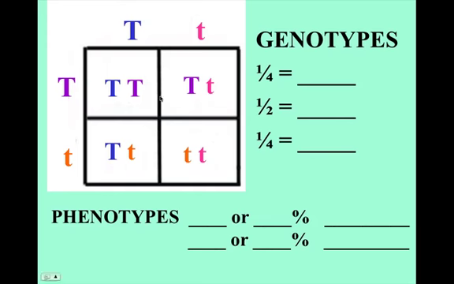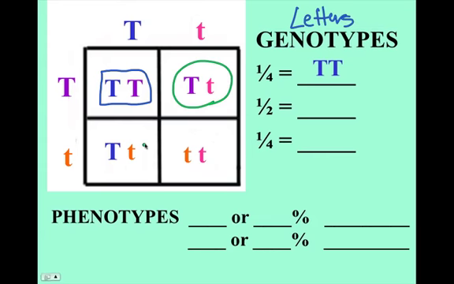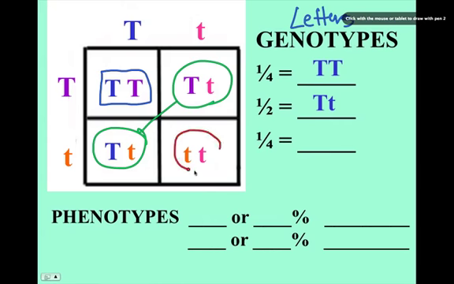When we're talking about genotypes, remember that those are the letter combinations. Genotypes are the letters that we're putting together. So we've got 1 out of the 4 that's going to be big T, big T. Half of them, right? There's 2 that are going to be big T, little t. And 1/4 is going to be little t, little t.